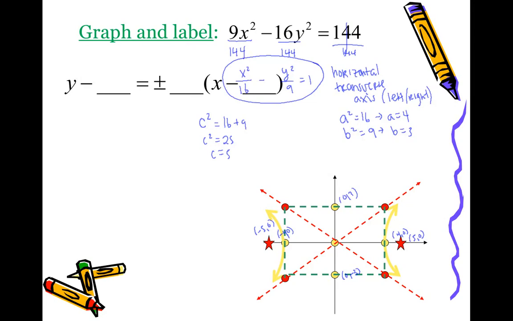Okay, the last thing we want to do is write the equation of the asymptotes. So the asymptotes are lines.